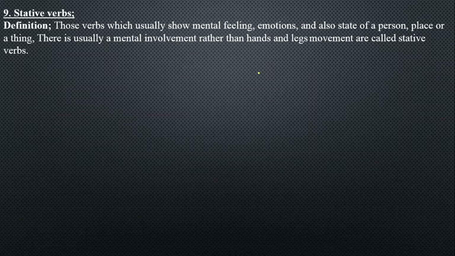Stative verbs are the mental feelings where we think about. Mental feelings means thinking. In mental feeling, there is only thinking. Emotions are there, feelings are there. And also state of a person. What is state? He is a doctor, state of a person. Karachi is a city, state of a place. It is a laptop, state of a thing.